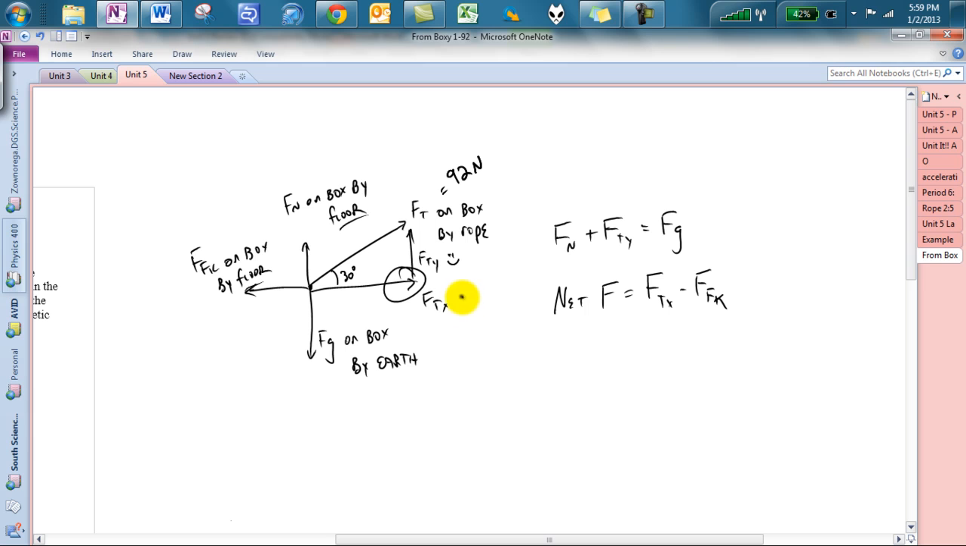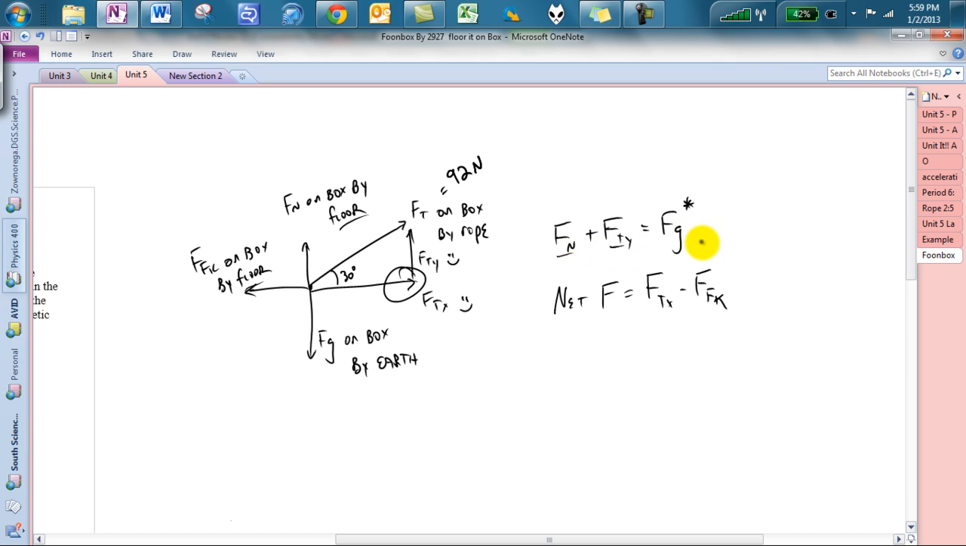So I'm going to put little smiley faces next to them just to remind me that I could get those really easily. The other thing that I always like to note, and this is something that throws a lot of students off, is that because I know that it is not accelerating up or down, the force up equals the force down. So we have two forces up: Fn on the box by the floor and the FTY, those two have to equal my FG.